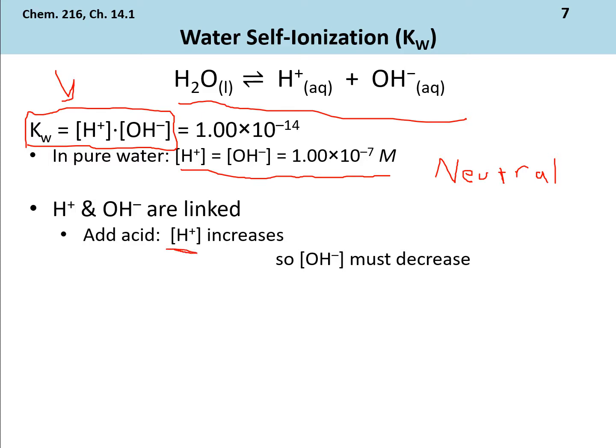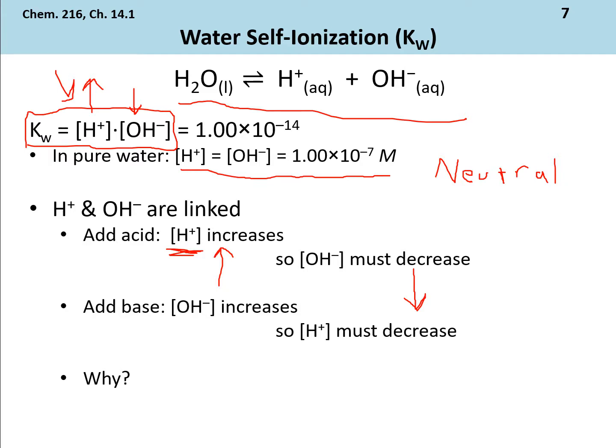Now, because we have this reaction, what happens if I add acid? Well, if I add acid, I'm going to get more H plus. That's because that's what acids do. So if my H plus increases, my OH minus must decrease. The reason being is that H plus times OH minus equals some constant. So if H plus increases, OH minus has to decrease. Let's say instead I add base. If I add base, my OH minus is going to increase, and in that case, my H plus must decrease.